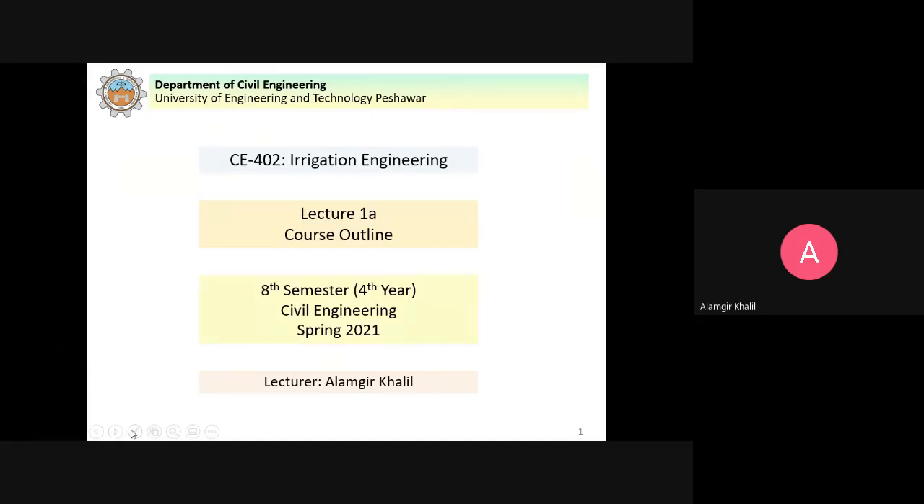Now, today is lecture number 1 of the course Irrigation Engineering. So, in today's first part of the lecture, we will discuss the course outline.